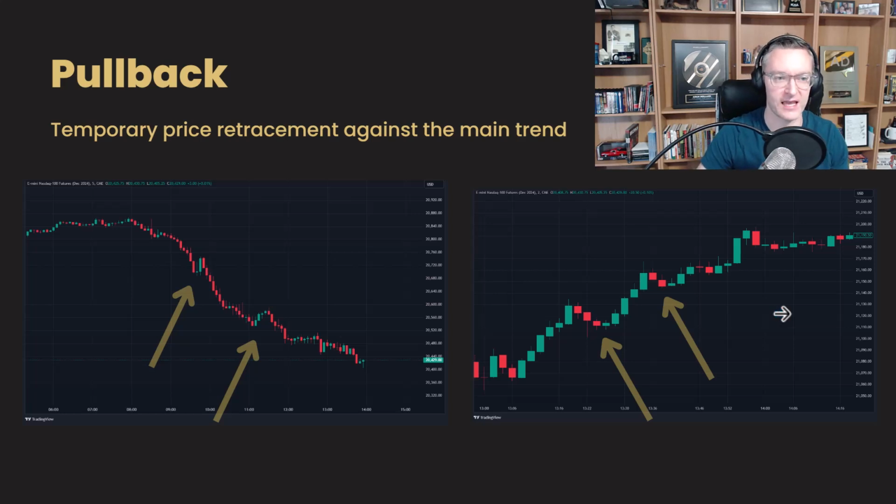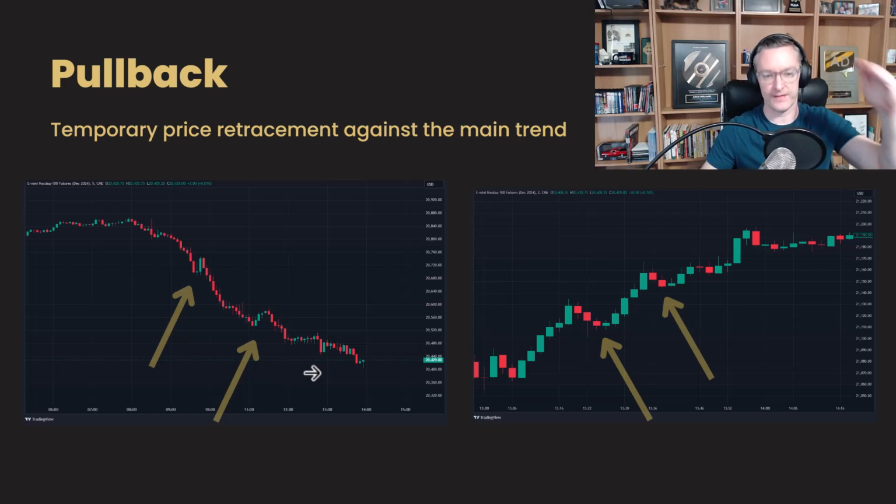Now, next is a pullback. A pullback is a temporary price retracement against the main trend. That's a lot of wordsmithing, a lot of word spaghetti right there. But all that means is, okay, the trend's going down. The pullback is when it goes slightly up again and then continues in that downward path. It goes slightly up, it pulls back a bit, and then it continues down. And these are great ways to get entries when it starts to pull back, and then it reconfirms that it's continuing along with the trend.